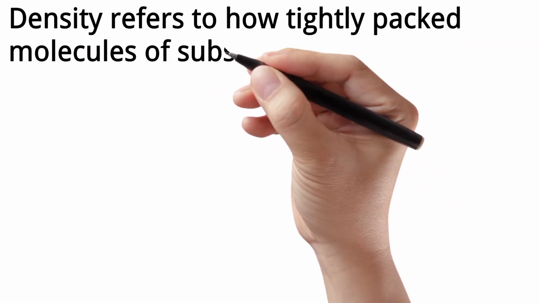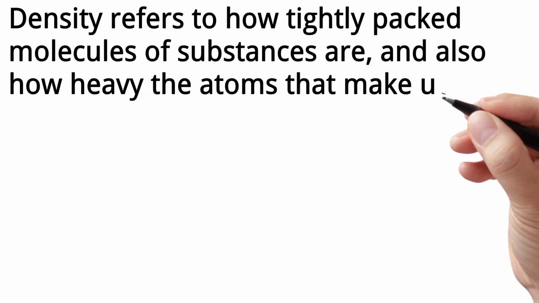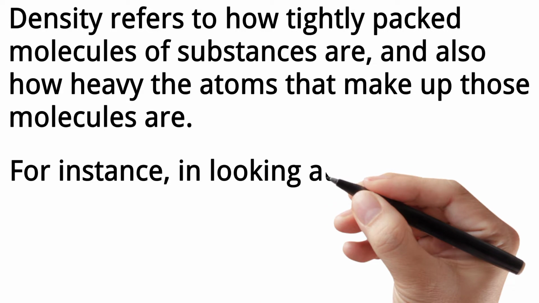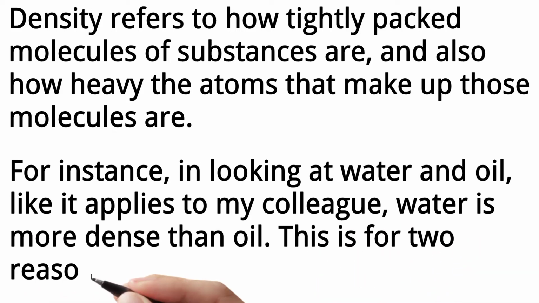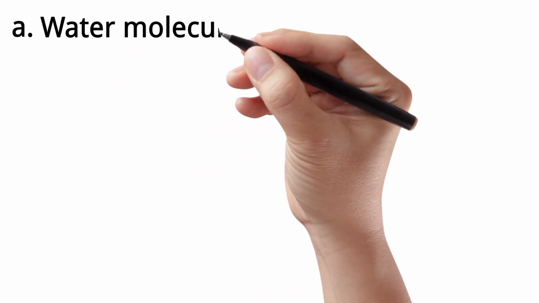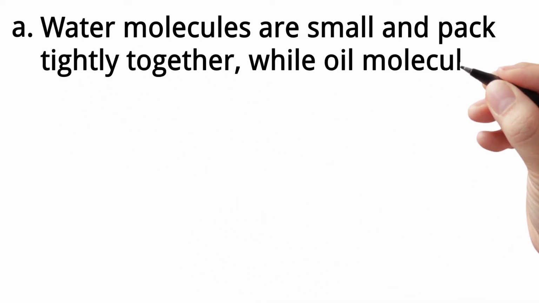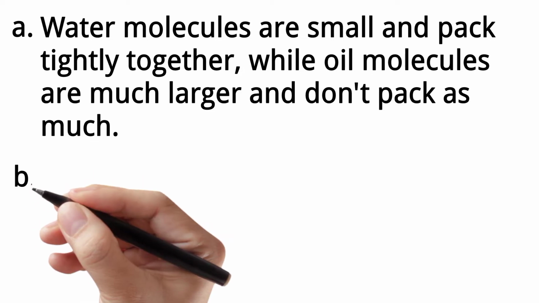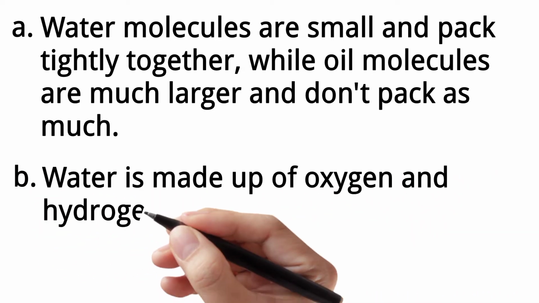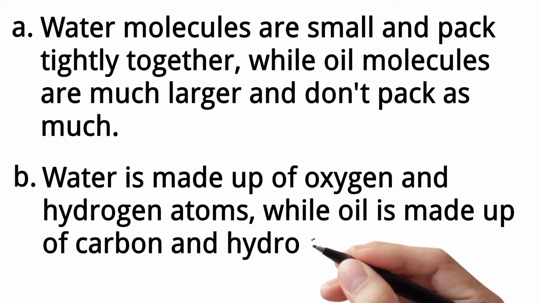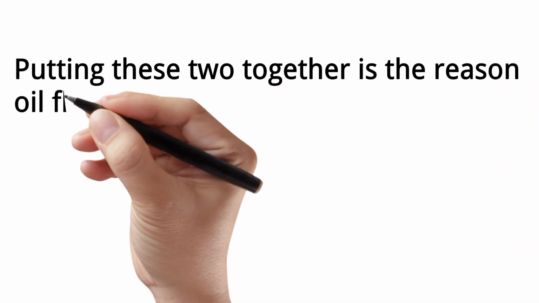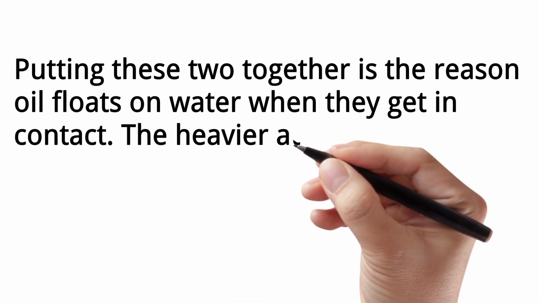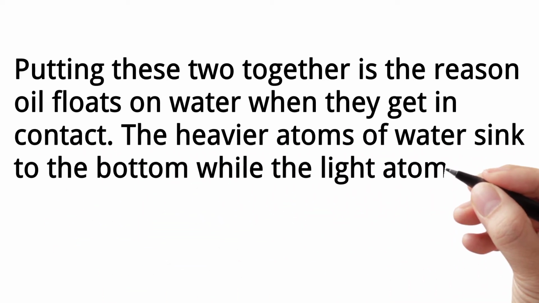than water. Density refers to how tightly packed molecules of substances are, and also how heavy the atoms that make up those molecules are. For instance, in looking at water and oil, like it applies to my colleague, water is more dense than oil. This is for two reasons. A. Water molecules are small and packed tightly together, while oil molecules are much larger and don't pack as much. B. Water is made up of oxygen and hydrogen atoms, while oil is made up of carbon and hydrogen. Oxygen is heavier than carbon. Putting these two together is the reason oil floats on water when they get in contact. The heavier atoms of water sink to the bottom while the light atoms of oil come to the top.